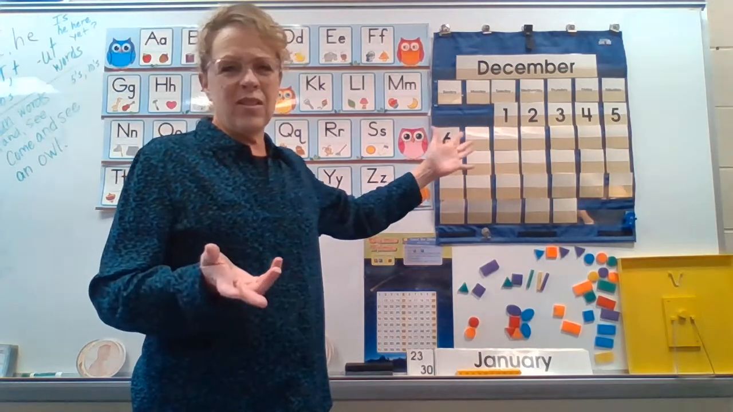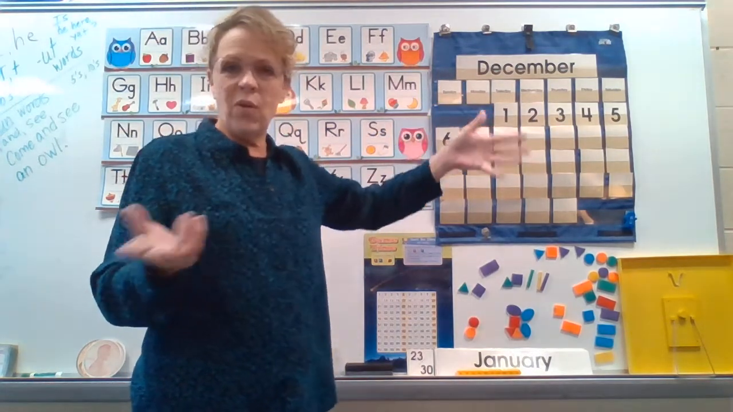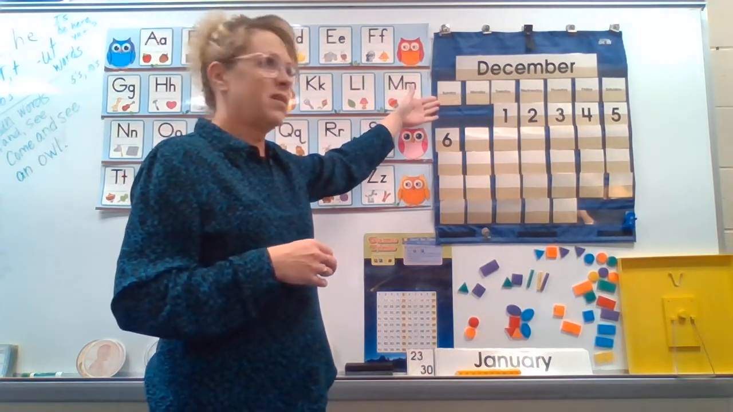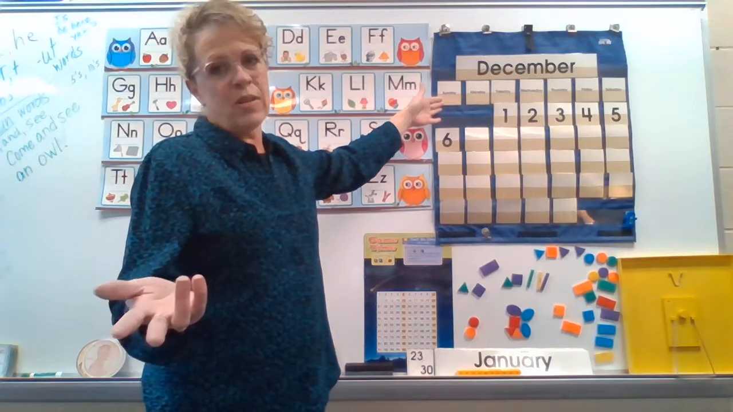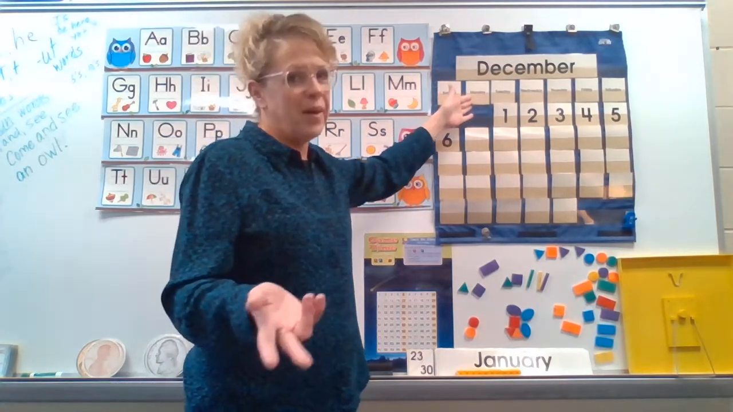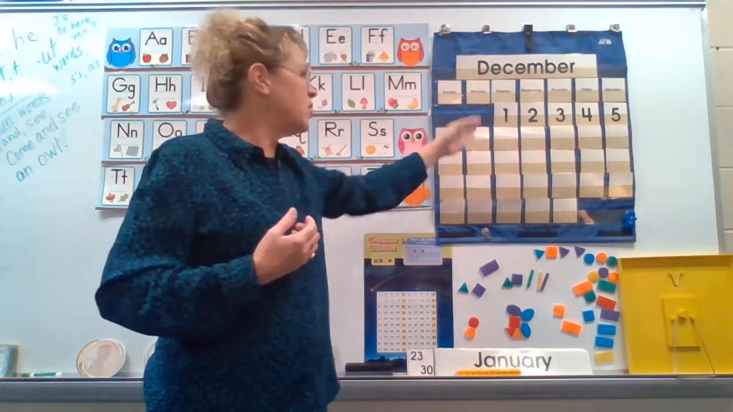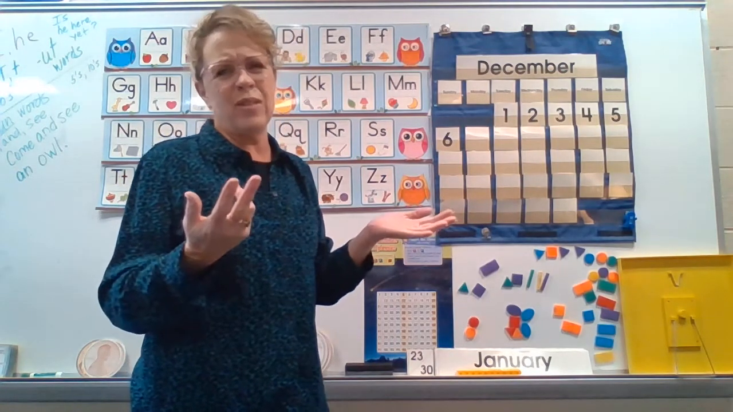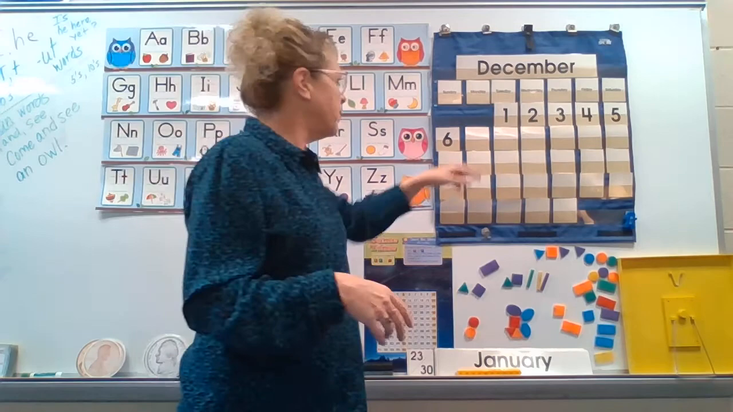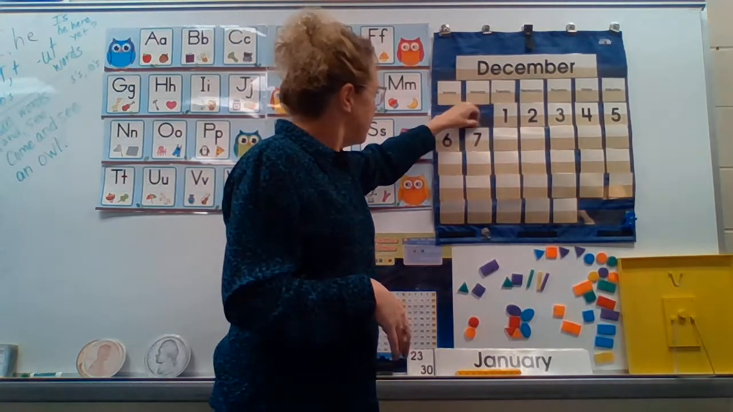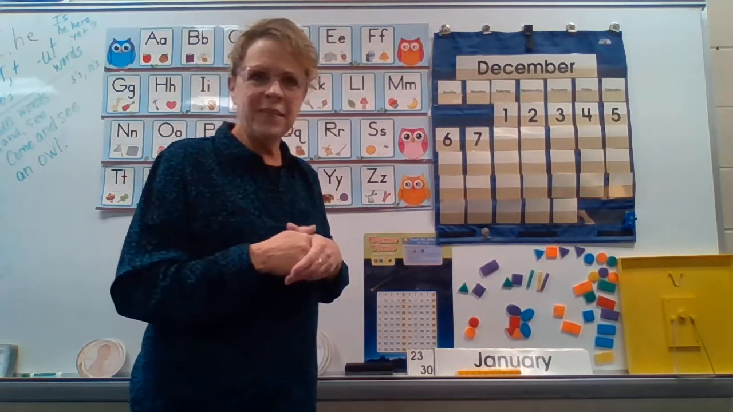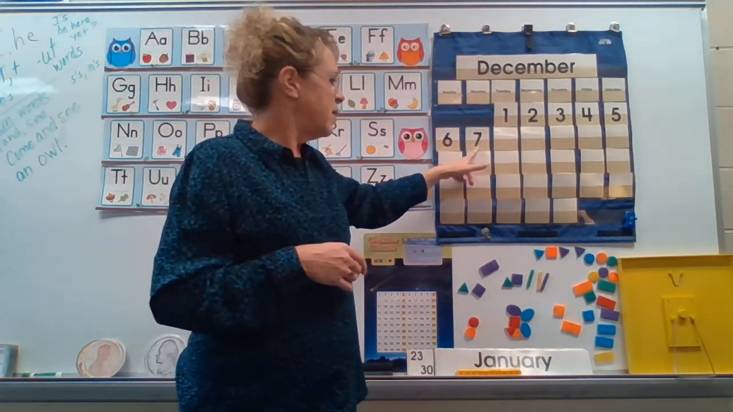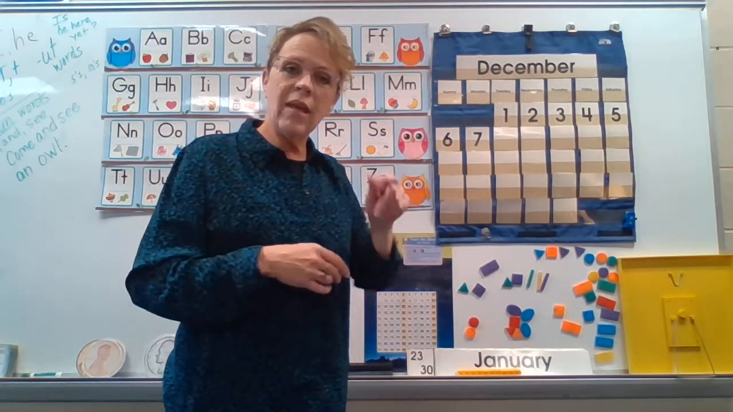Oh, I bet you can just eyeball that and tell me what today is. Because the first day of the week's always Sunday. What comes right after Sunday? Monday. And I bet you can just eyeball that and tell me what number comes next. What comes right after 6? 7. Yes. So today is Monday, December 7th, 2020.